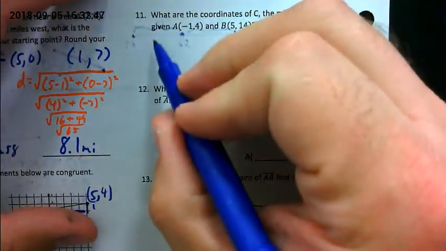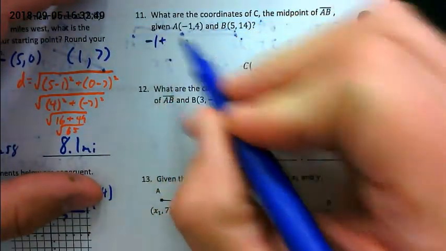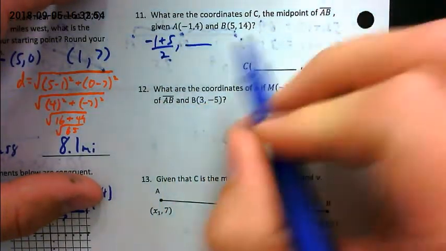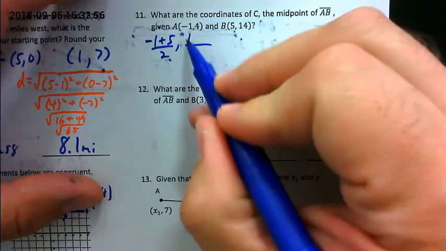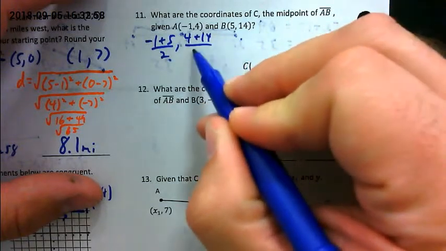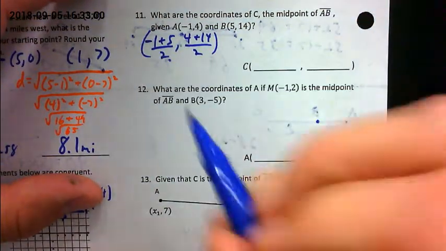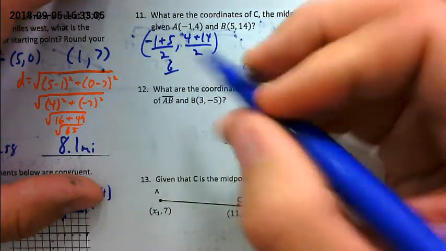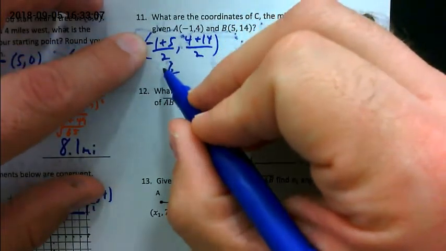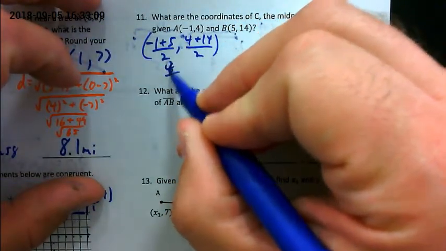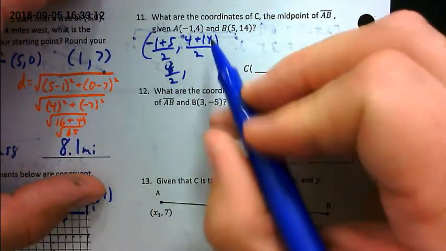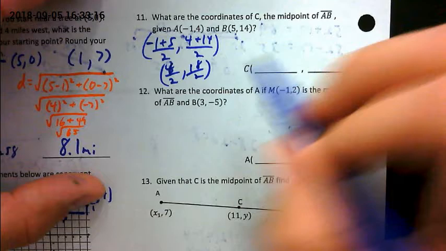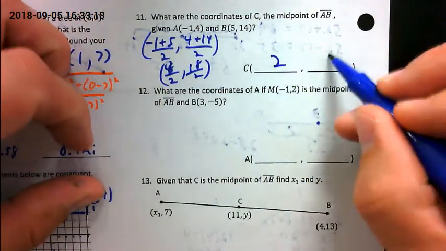So here, we're going to do -1 plus 5 divided by 2. And then for the y's, 4 and 14: 4 plus 14 divided by 2. Well, -1 plus 5 is... sorry, not 6. I missed my negative. That would be 4, not 6. And this would be 18. So my value would be 2 and 9.